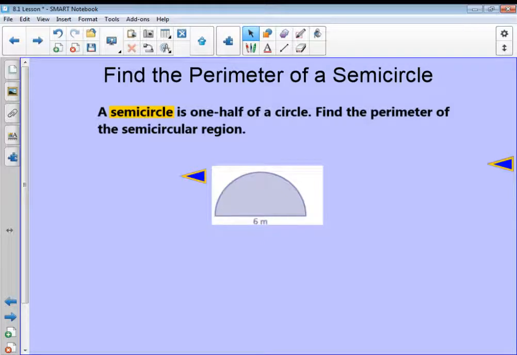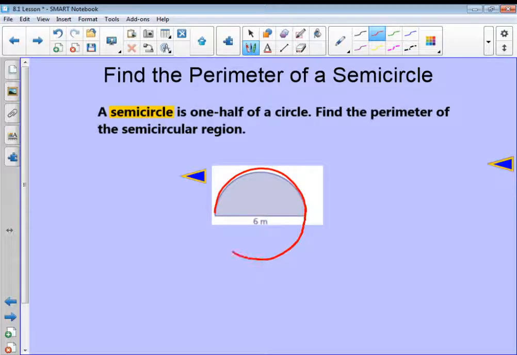Okay, in this part of the lesson, we're going to be working with finding the perimeter of a semicircle. A semicircle is just half of the circle, and we're going to work on finding the perimeter of that. When we find the perimeter or the circumference of a circle, we're finding that whole distance of the arc that goes all the way around the circle. Well, now we're not using this part of the arc.